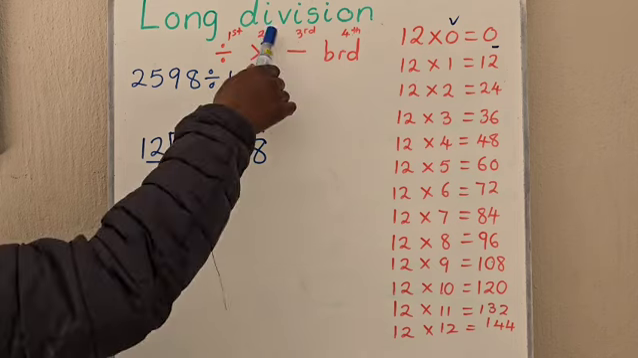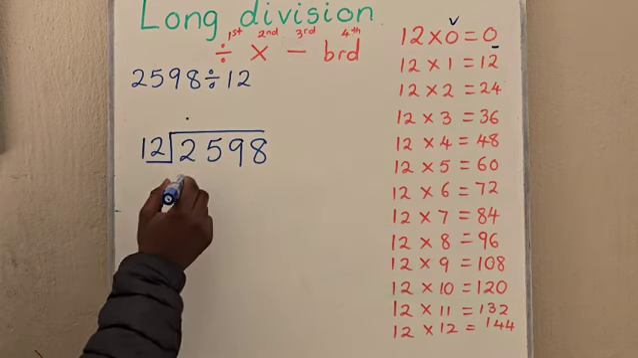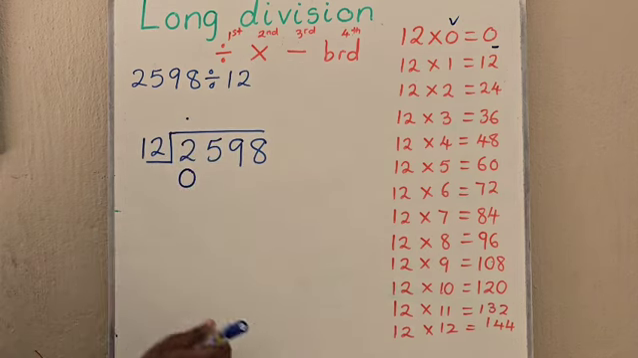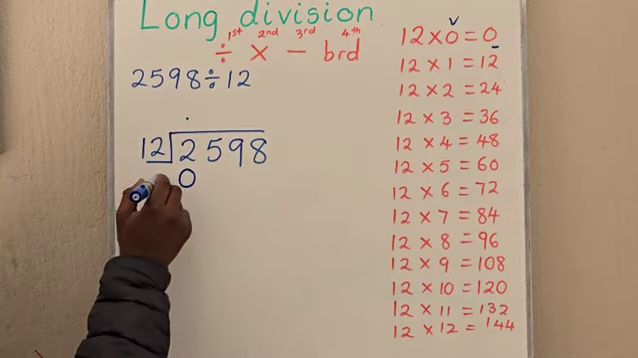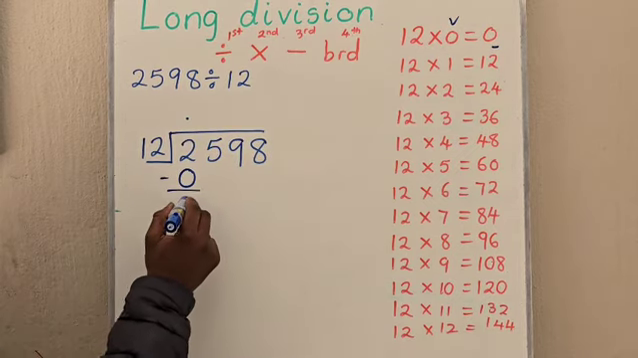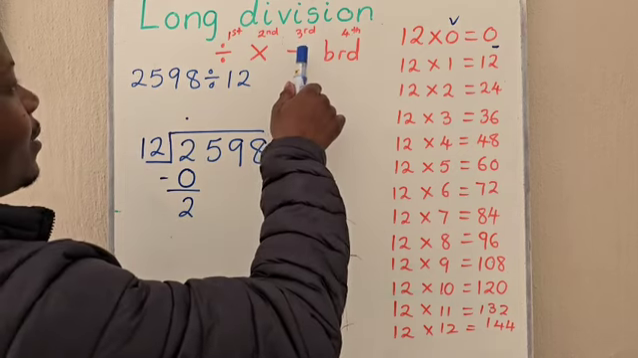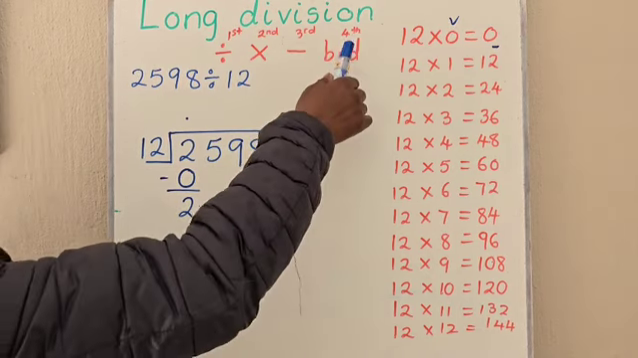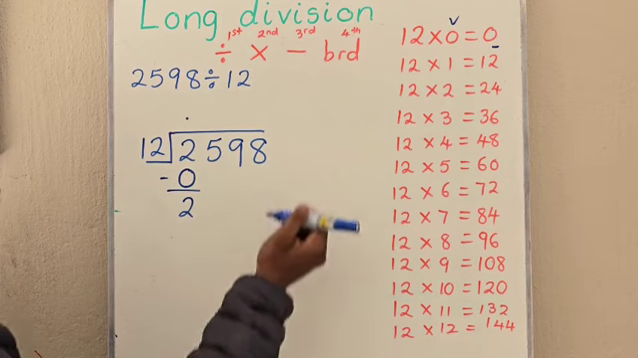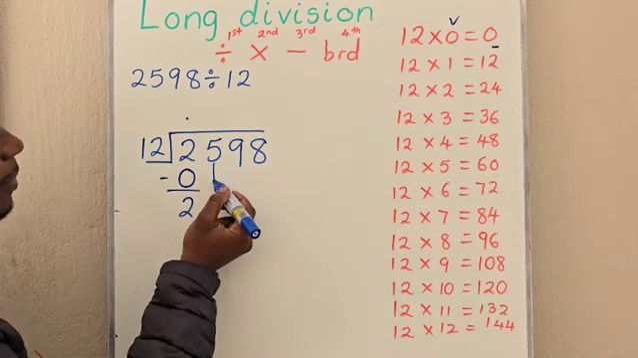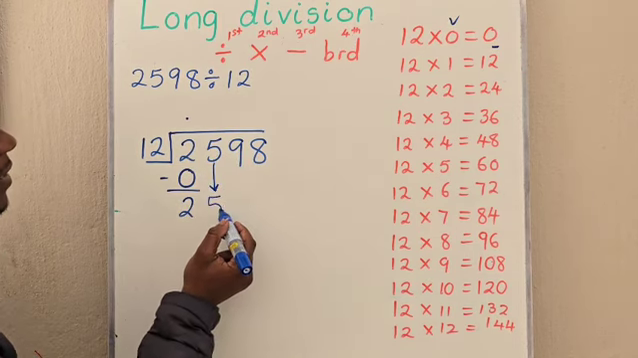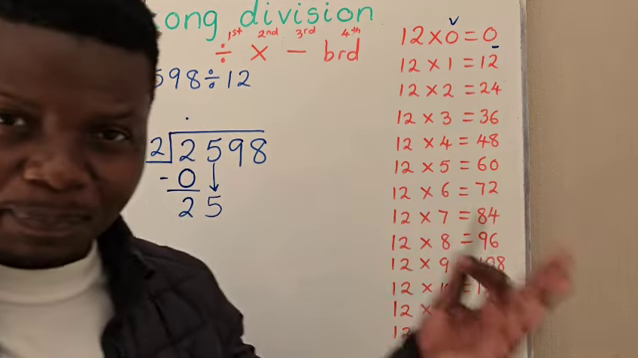The second step is to times. 0 times 12 is 0. You put your 0 down here. The third step is to minus. 2 minus 0 is 2. The fourth step is to bring down. So we are bringing the next number here, 5. You bring down 5 and this number becomes 25. And we repeat the step again.